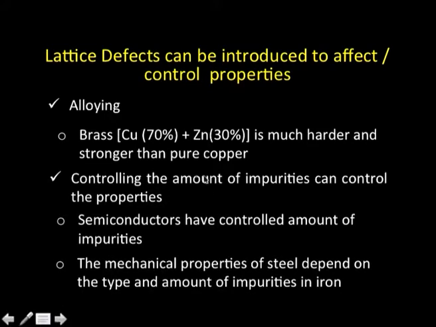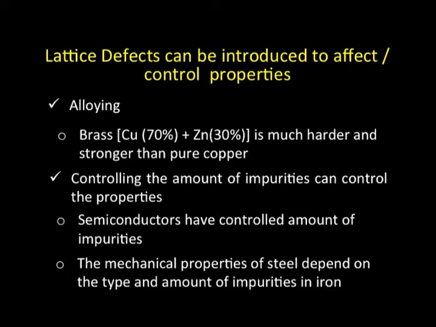Another example, we can even control the amount of impurities or the defects in a given crystalline solid to control the properties. One typical example happens to be that of semiconductors, about which we will be talking at a later stage in much detail. We find that semiconductors have a controlled amount of impurities, which means we can control the amount of impurity in them and thereby control their conductivity.